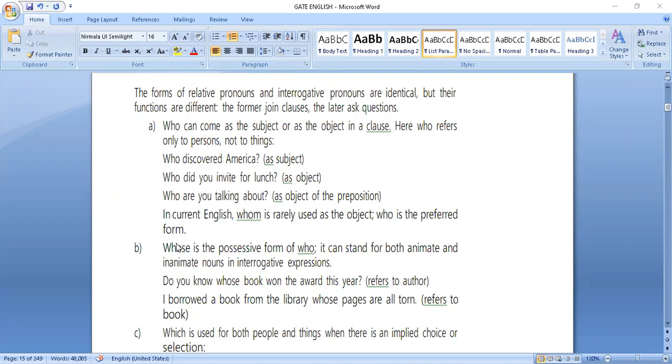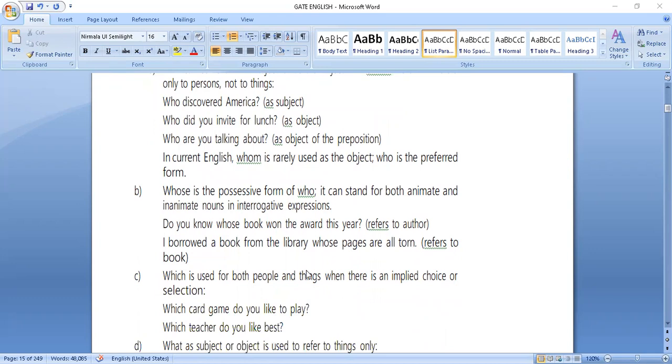Now, do you know whose book won the award this year? This refers to the author. So will it be animate or inanimate? Inanimate. Why? Because pages are non-living things. But it is referring to the author. Oh, sorry, ma'am. I just saw this next example. It is the author referring, no? Yes, ma'am. Animate. Do you know whose book won? Whose writer? Whose person? Yes, ma'am. You have to understand the question first.